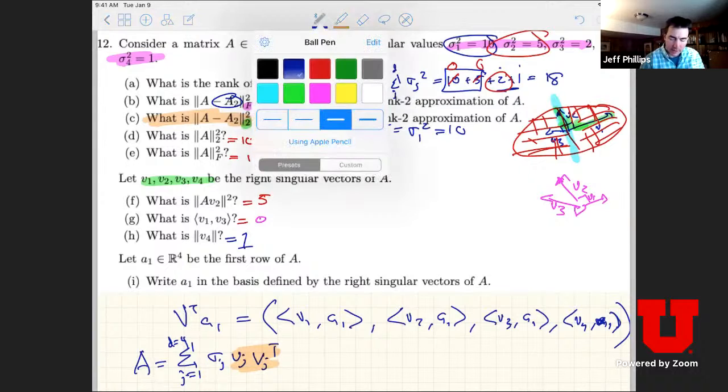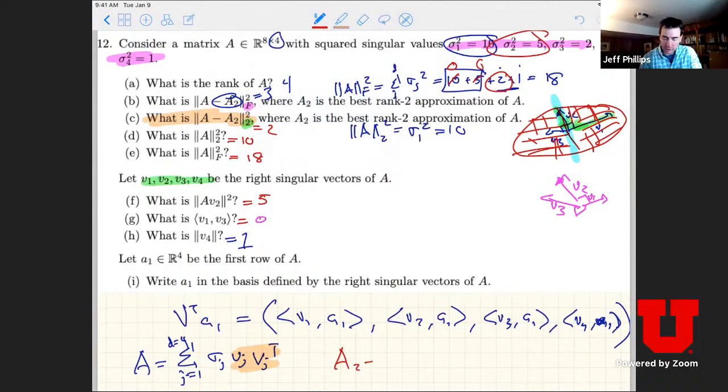Okay, and then A2, the best rank 2 approximation of A, I can write in a similar way, but I just stop at j equals 2, only up to the rank I'm doing. It's still going to be sigma j Uj Vj transpose. So then what this means is that A minus A2 is just going to be the tail, j equals 3 up to 4 of sigma j Uj Vj transpose.